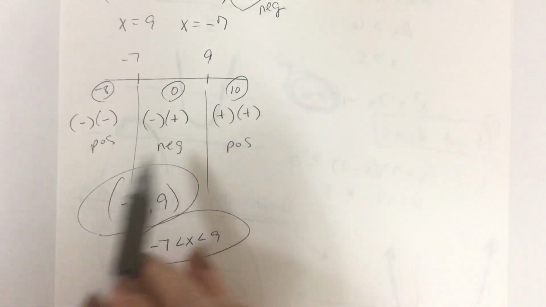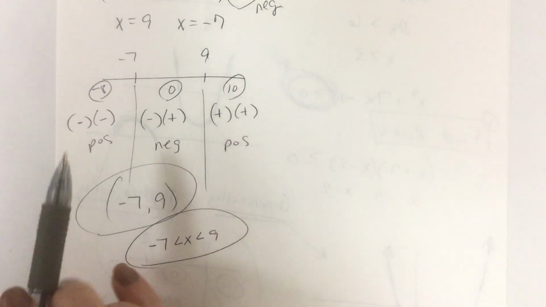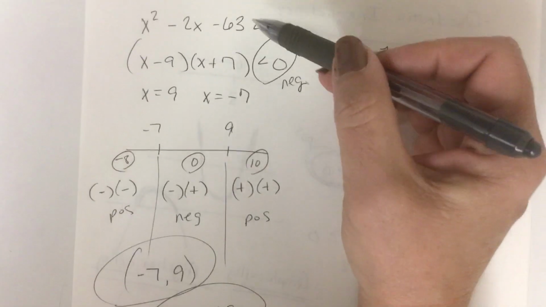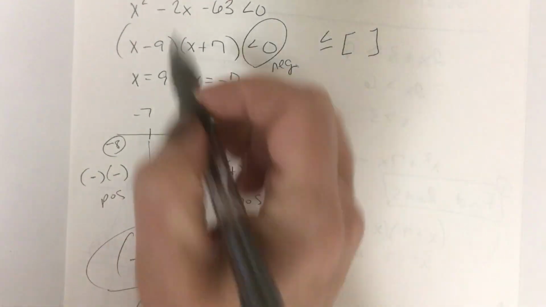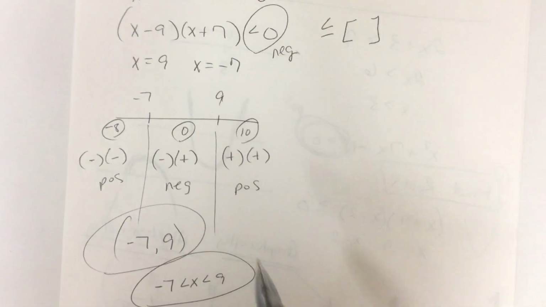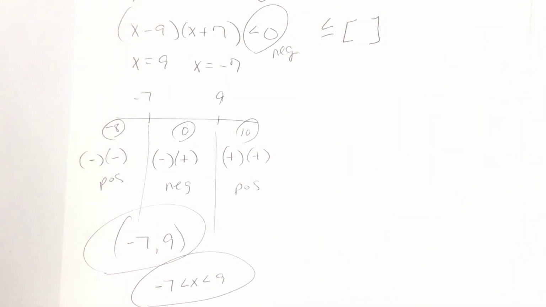Notice that it alternates here: positive, negative, positive. It won't always do that when our equations get more complicated, but when it's a simple quadratic, it'll do that. Okay, let's do one more trickier one.